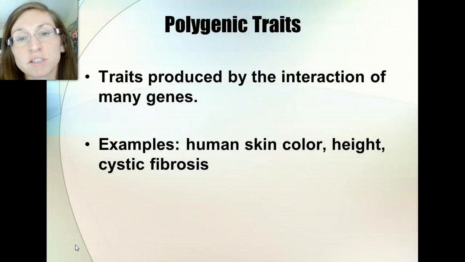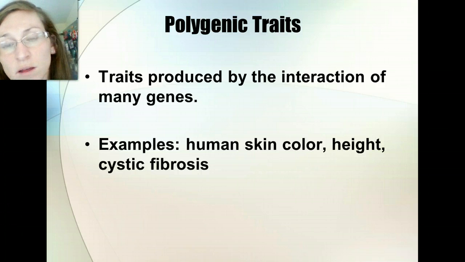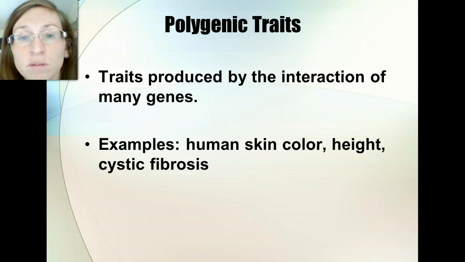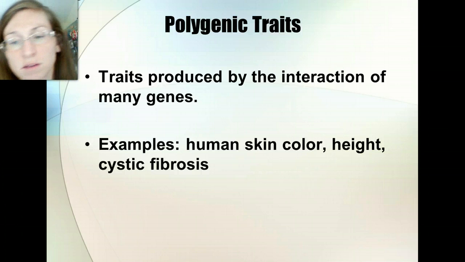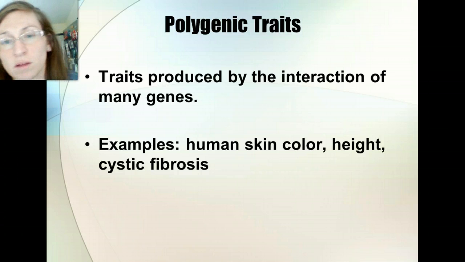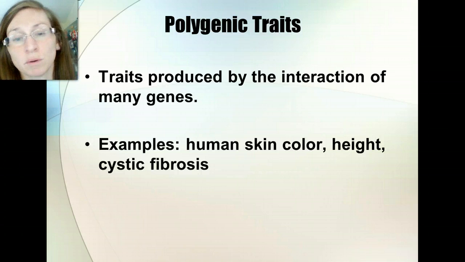And then polygenic traits. These are traits that are produced by the interaction of many genes. Some examples of polygenic traits being expressed in humans would be human skin color, height, and then cystic fibrosis as well is controlled by multiple genes.